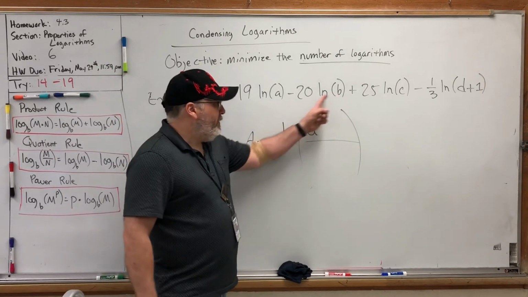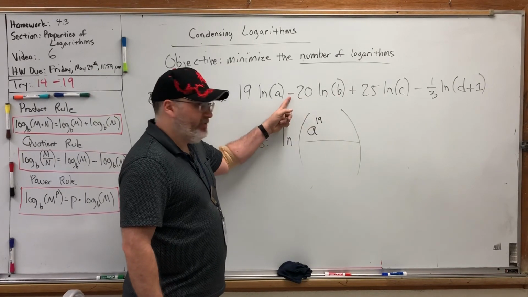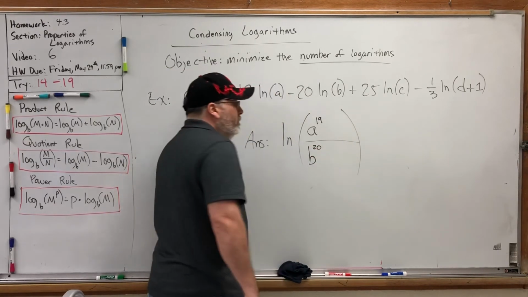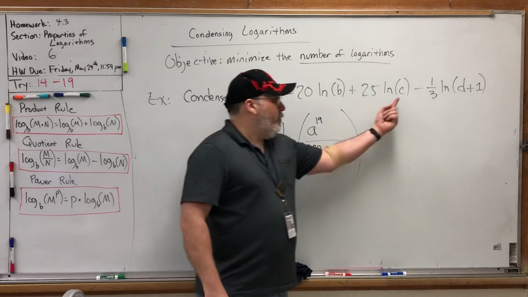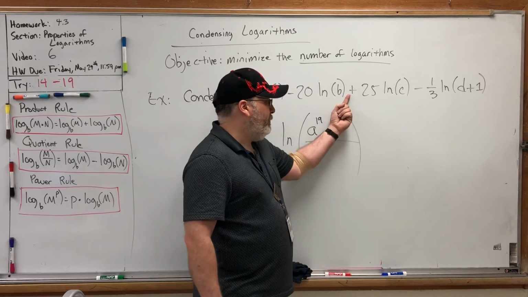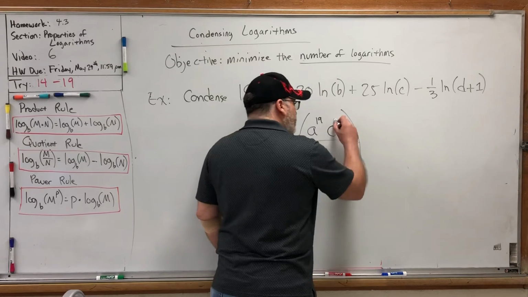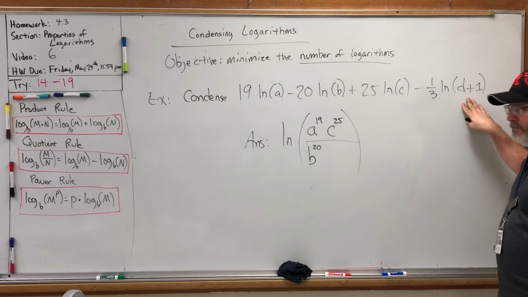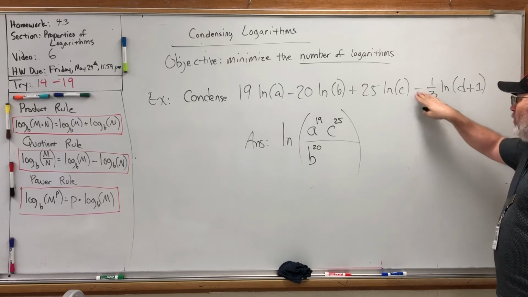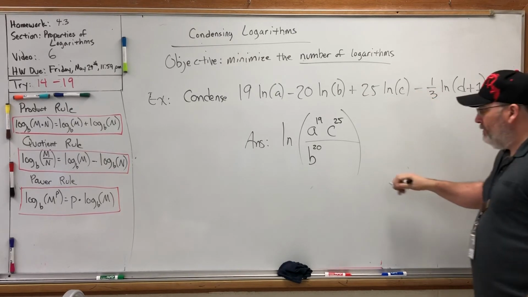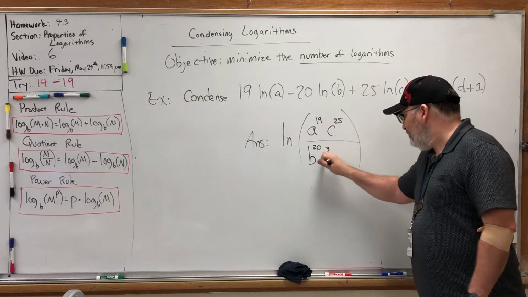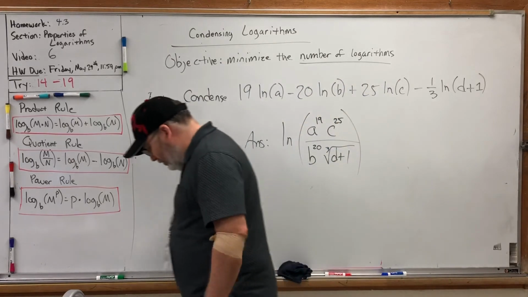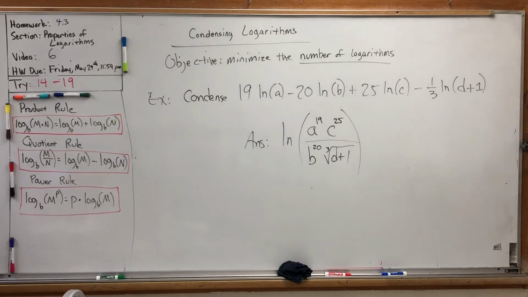The B will pick up a 20th power and go on the bottom because its log was negative. The C will pick up a 25th power and go on the top because its log is positive. The D plus 1 will pick up a 1/3 power and go on the bottom because the log was negative. Wait, 1/3 power, that's the same as a cube root. And it's over.